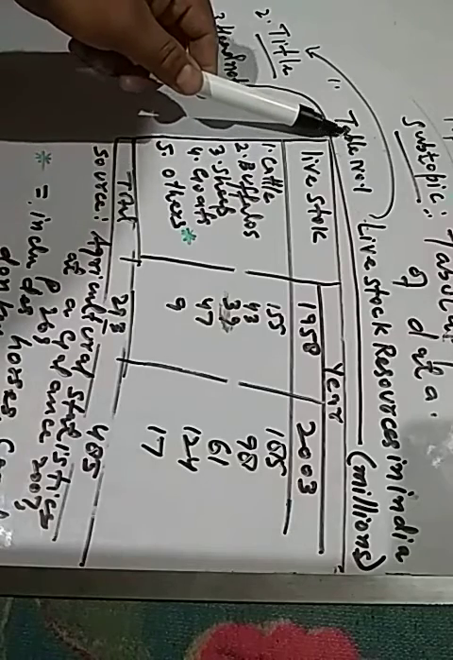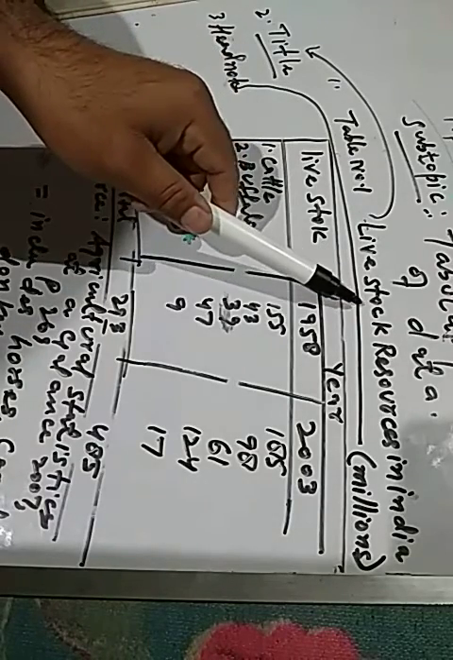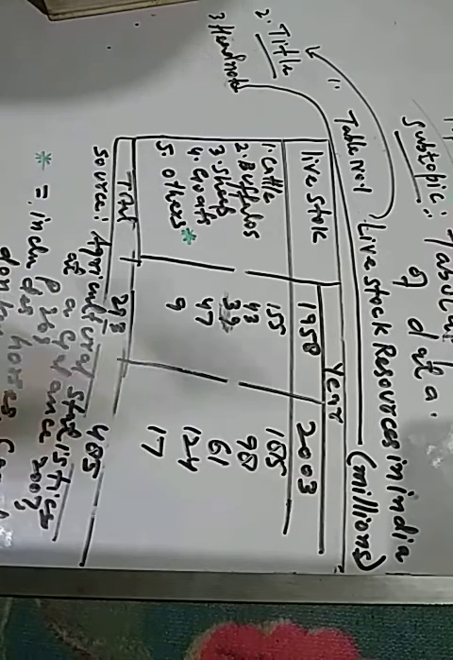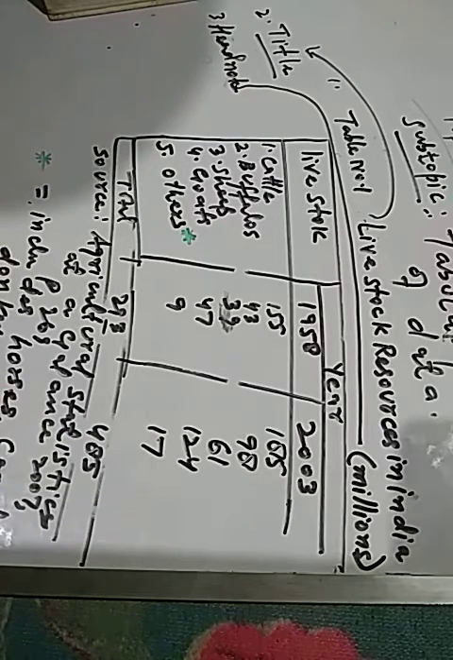First component is table number. Second component is title of the table. And third one is head note. And head note shows the data, whether it is in millions, in lakhs, thousands, or in crores. Here it is in millions.